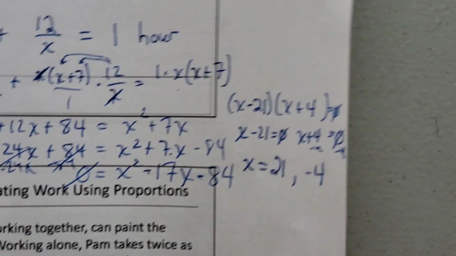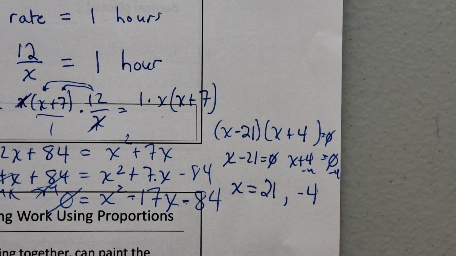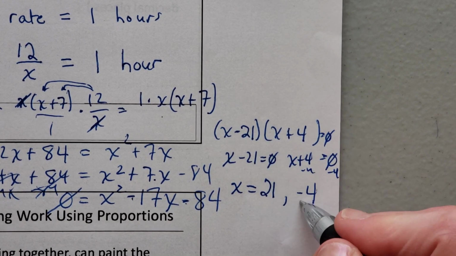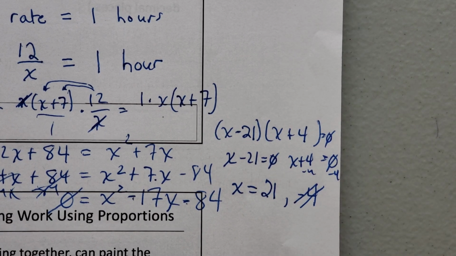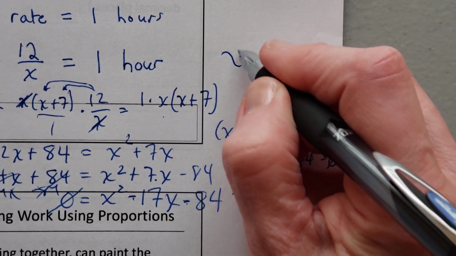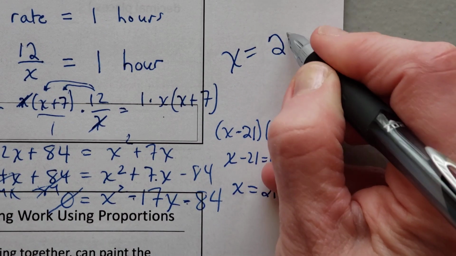So once again, this is a word problem. Is it possible to go a negative amount of speed? That doesn't make any sense, right? So I'm going to get rid of this answer. The only answer that makes sense is 21. I can't have a negative speed. So that means x does have to equal 21.